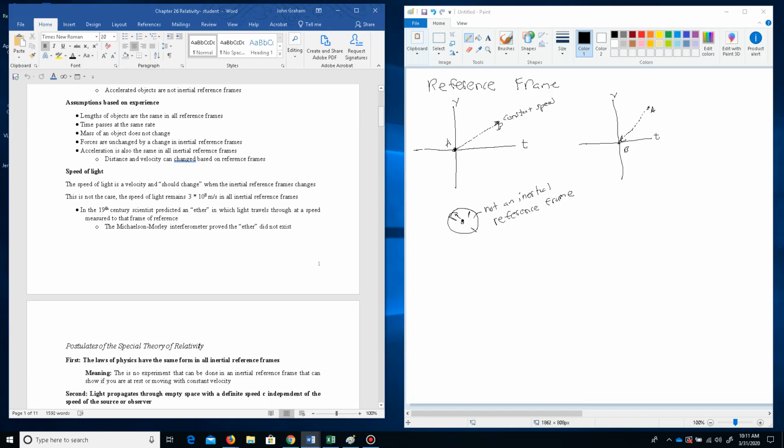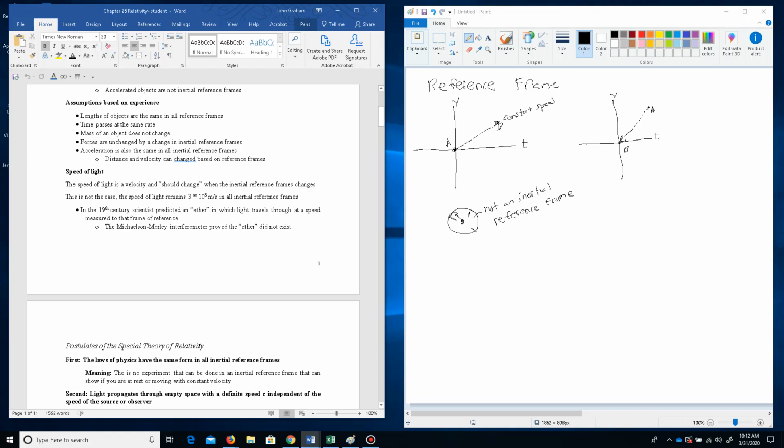So there are some assumptions that we make that are based on reference frames and based on experience. Lengths of objects are the same in all reference frames. This is something we're assuming. Time passes at the same rate. Mass of an object does not change. Forces are unchanged by change in inertial reference frame. And acceleration is also the same in all reference frames. So distance and velocity can change based on reference frames, but the acceleration is the same.